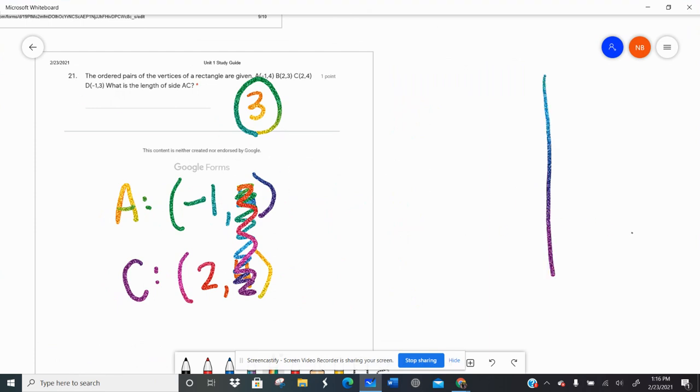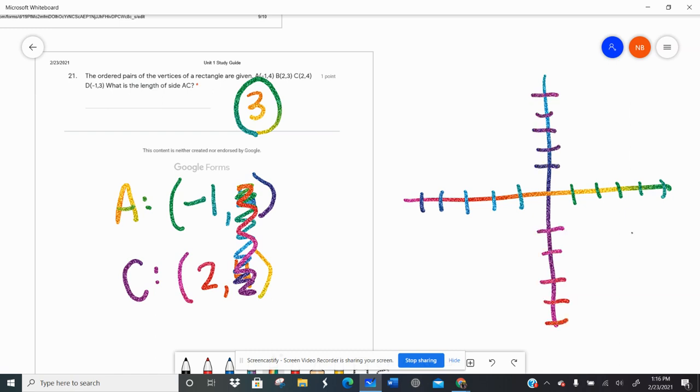If I don't have a coordinate plane, I can really just draw a number line, marking -1, 1, 2, 3, 4, 5 in each direction. So I'm going to graph A at -1, 1, 2, 3, 4. Boom, it's right there. There's A. C is at 2, 1, 2, 1, 2, 3, 4. Here is C. So now I'm just traveling.